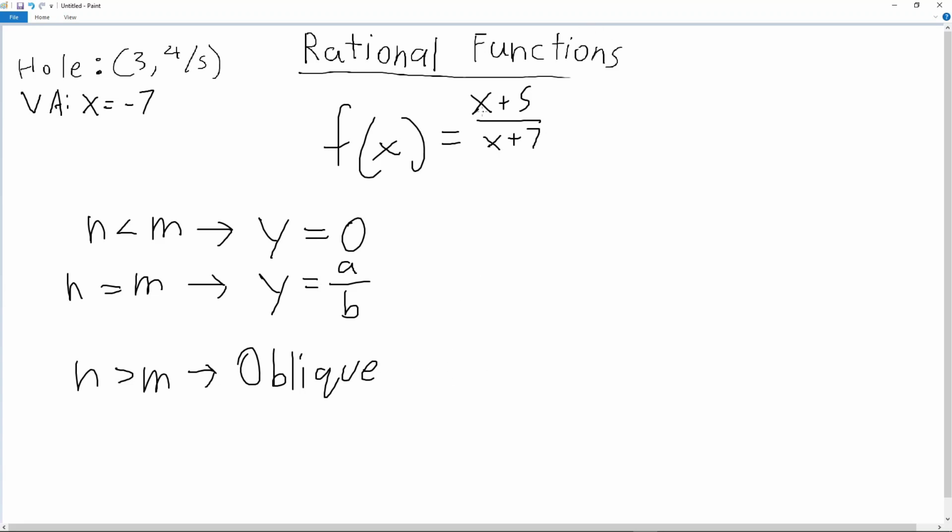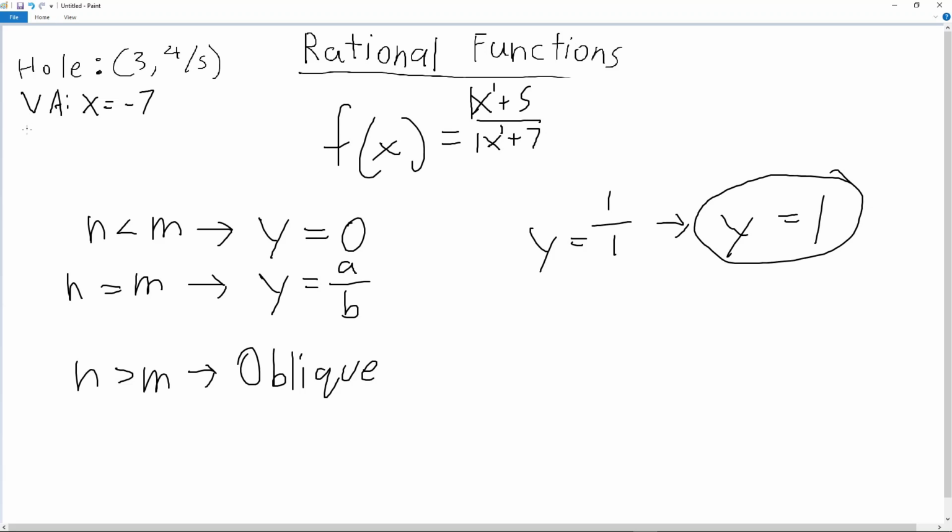So now let's look at our function: x to the power of 1, x to the power of 1 with coefficients of 1 and 1. This will mean that n is equal to m, so you divide the coefficients. And this means that there is a horizontal asymptote at y equals 1. So we can write this up here, HA with y equal to 1.